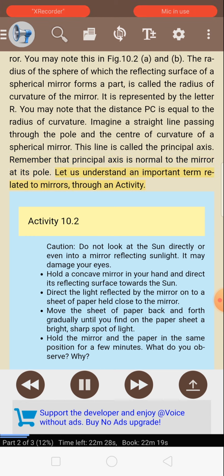Let us understand an important term related to mirrors through an activity. Activity 10.2. Caution: do not look at the sun directly or even into a mirror reflecting sunlight. It may damage your eyes. Hold a concave mirror in your hand and direct its reflecting surface towards the sun. Direct the light reflected by the mirror onto a sheet of paper held close to the mirror. Move the sheet of paper back and forth gradually until you find on the paper sheet a bright, sharp spot of light. Hold the mirror and the paper in the same position for a few minutes.